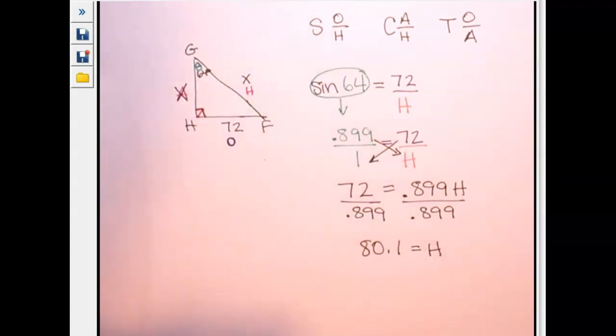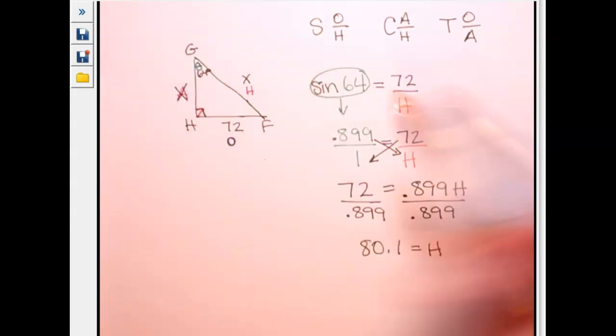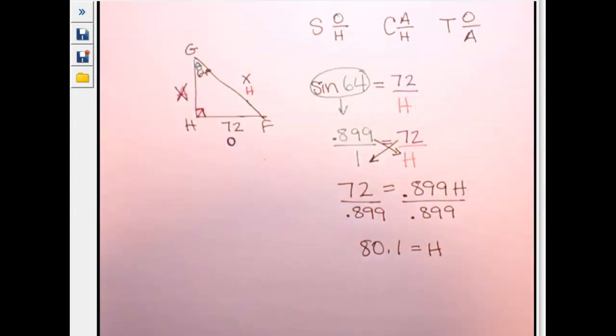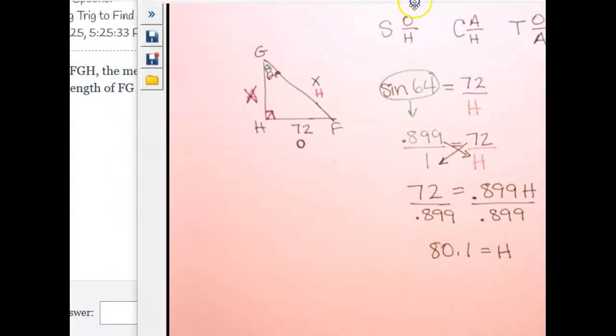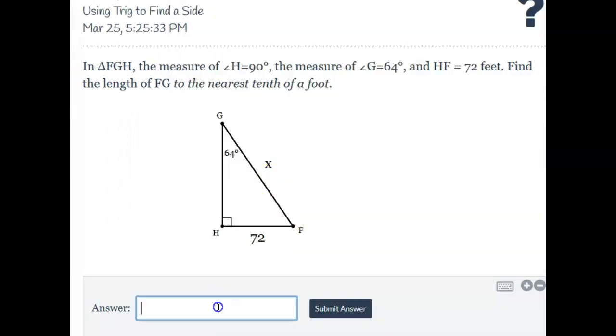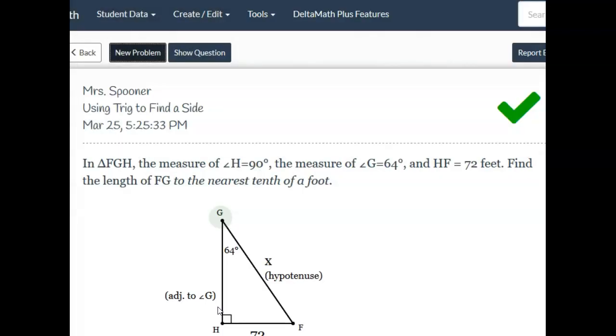Now, here's the thing. I used the right trig function. I used the correct ratio over here. If it tells me that I'm wrong, it's because of a rounding error. Okay? And I don't care about rounding errors. So we're going to say that we want to submit that. Okay. Yep, we were correct.